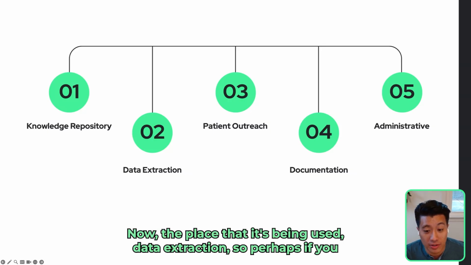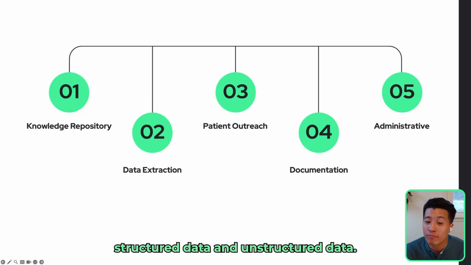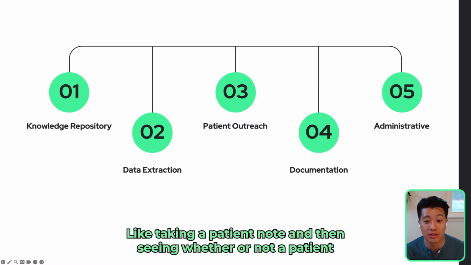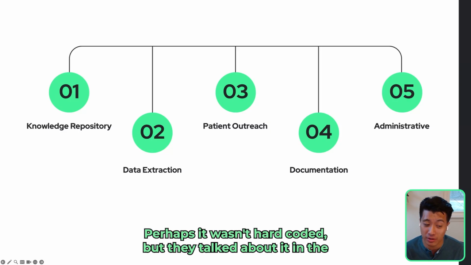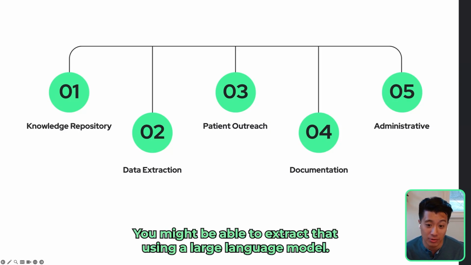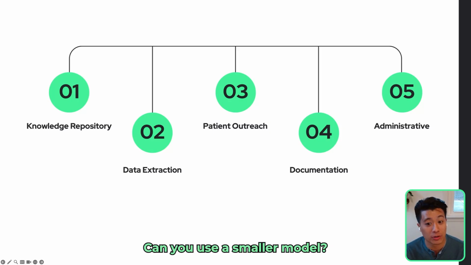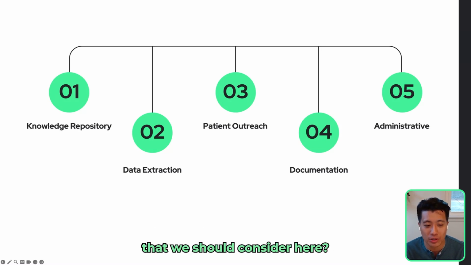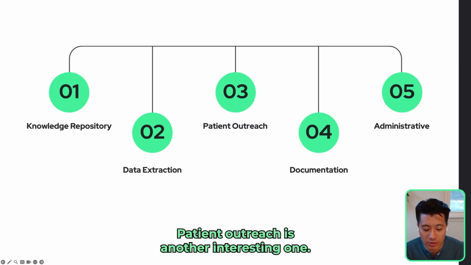Another place that it's being used, data extraction. So perhaps if you watched the other module, you know about the use of structured data and unstructured data. One of the ways that you can extract structured data from unstructured data, like taking a patient note and seeing whether or not a patient was diagnosed with diabetes. Perhaps it wasn't hard coded, but they talked about it in the narrative for whatever reason. You might be able to extract that using a large language model. And this is one of those cases where, do you need a really, really large reasoning model? Can you use a smaller model? We're doing a billion records. Speed is perhaps something that we should consider here. But then again, how accurate is it? So, trade-offs.